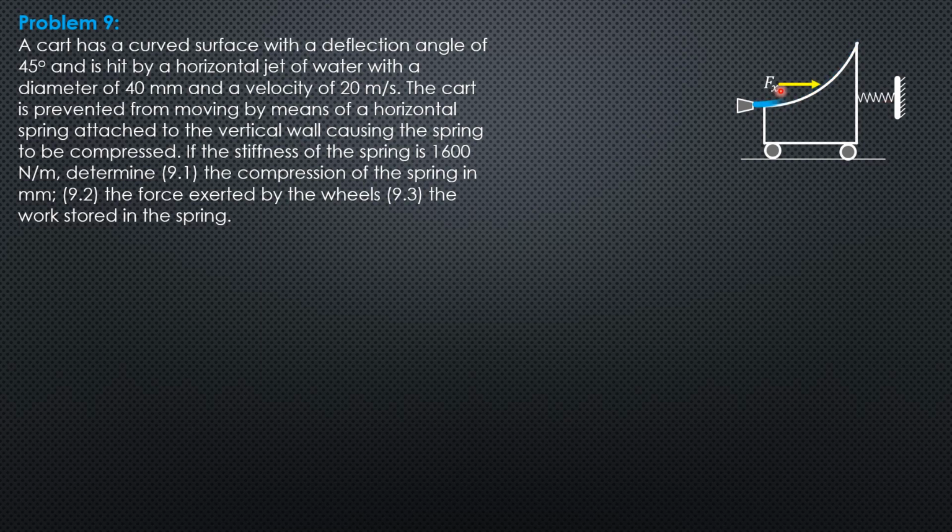We will call the x component of the dynamic force Fx, Fy as upward, and we have V1 of 20 meters per second. Since there's no frictional loss and the cart is held from moving, V2 will also be 20, and the deflection angle is 45 degrees. Then we have the force in the spring, which is equal to Fx, and the reaction on the wheels. So for number 1, Fx is Q rho times quantity V1x minus V2x. Remember, this is now curved.